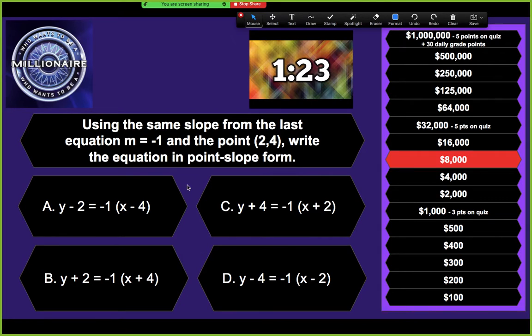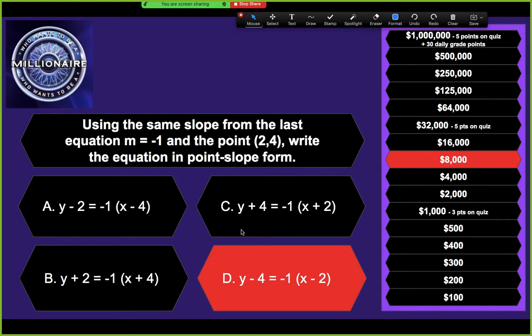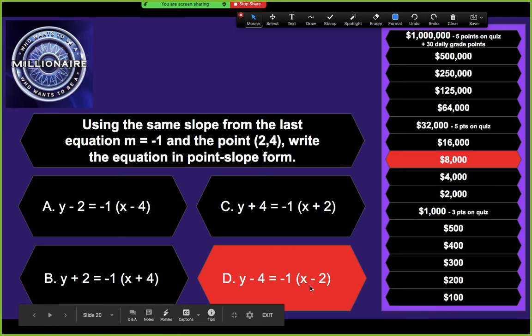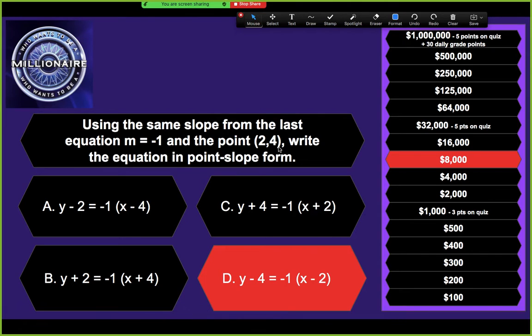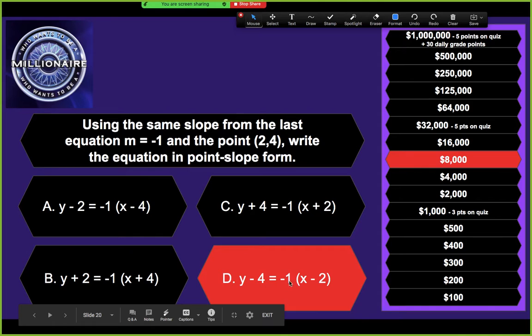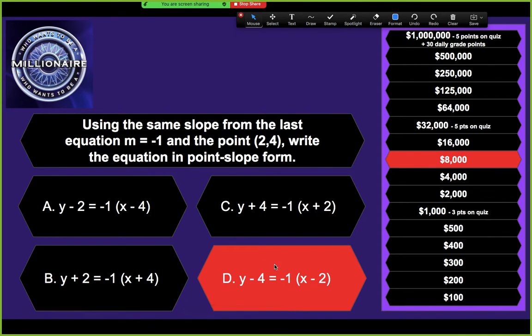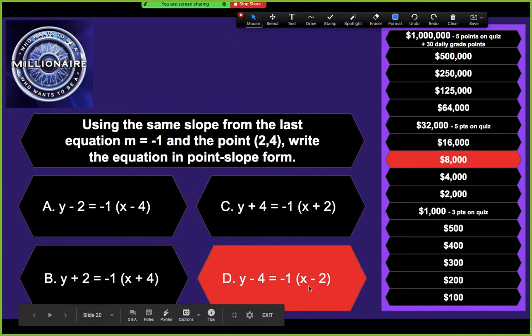All right, so now we're going to go over it. It should be D. Because remember, for the y, you're going to look at the number that's on the y, which is 4. And I'm going to write down the opposite of what I see. So it should be negative 4. In the middle, I'm going to have my slope, which is negative 1. And my x is 2, so the opposite of a positive 2 is a negative 2. So it should be D.